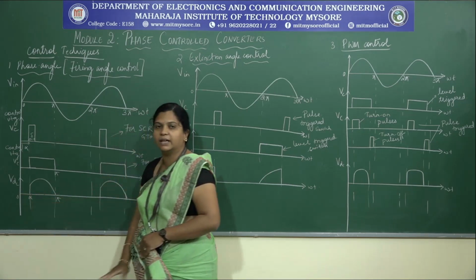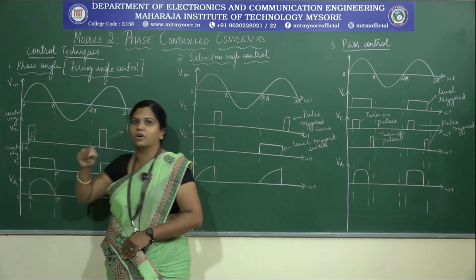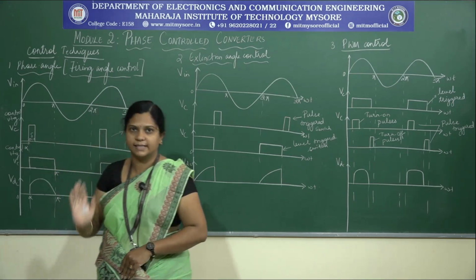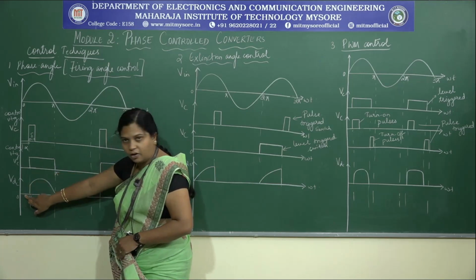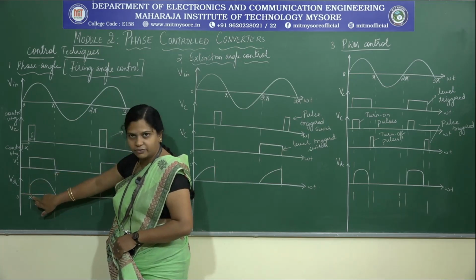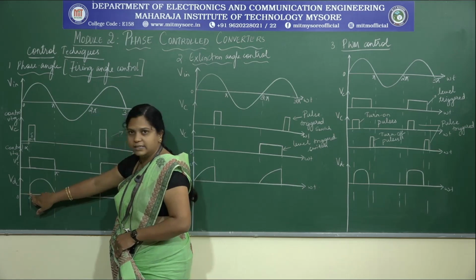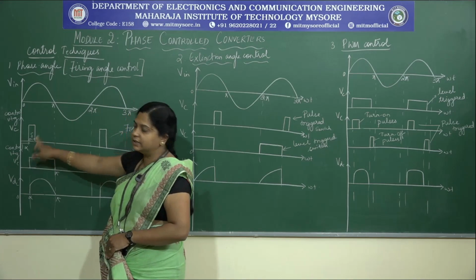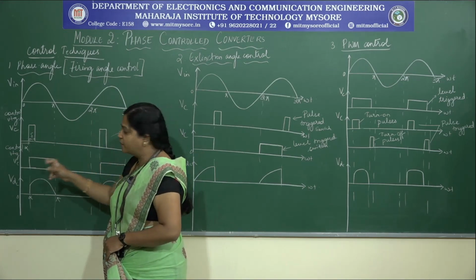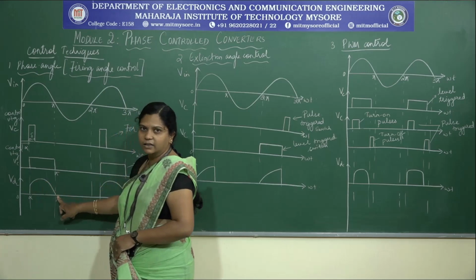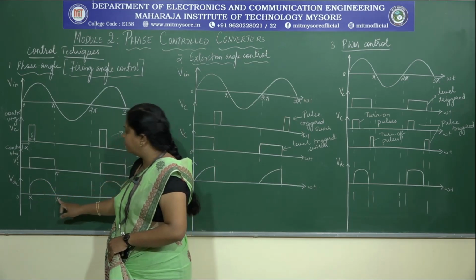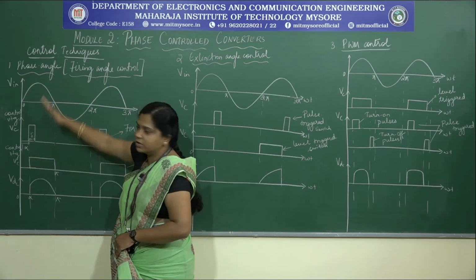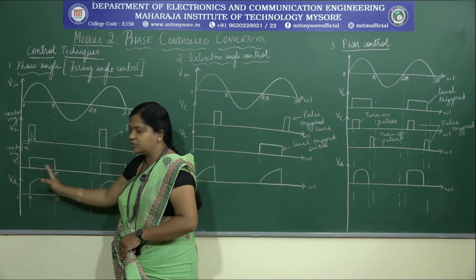Till then you will not get output because the switch is not on. Switch not on means the path for the flow of current is not yet established, so you will not get any output voltage from 0 to alpha. The output is 0, but once you give the pulse across the gate, the thyristor turns on and you get the signal at the output. From alpha to pi, the waveform follows the input shape.